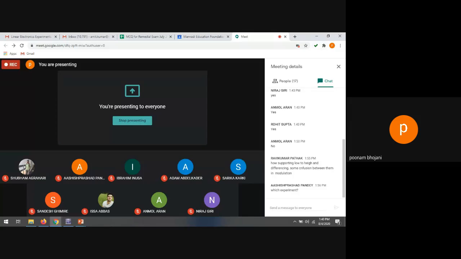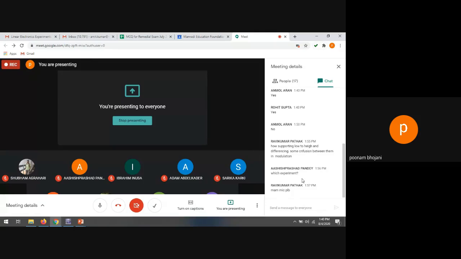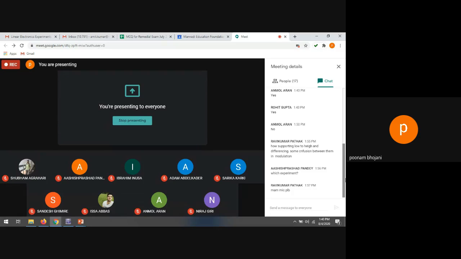And Ravi is asking some question, how supporting low to high and differencing. Some confusion between them in modulation. Ravi, can you unmute yourself and ask the question? I'm not able to understand what you have written. Okay, mic problem, that is okay. So let me interpret what you have written: how supporting low to high and differencing. I mean, you want to say how low frequency cannot travel a long distance?